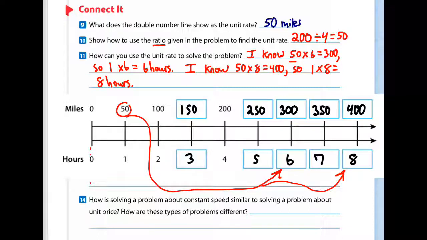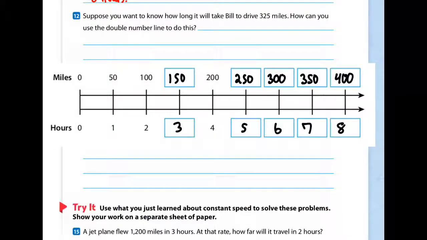Let's go down to number 12. Number 12 says, suppose you want to know how long it will take Bill to drive 325 miles. How can you use the double number line to do this? All right, now again, you might have a different answer for this, but if you don't understand it, that's when you could write my answer. But for now, I'm going to show you how I would use the double number line to figure this one out. So to figure out how far he goes, 325 miles.